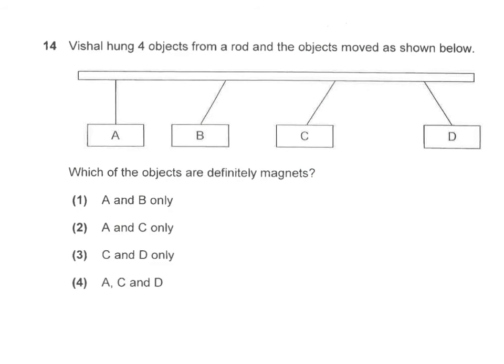Okay, question 14. Vishal hung 4 objects from a rod and the objects moved as shown below. Now, which of the objects are definitely magnets?